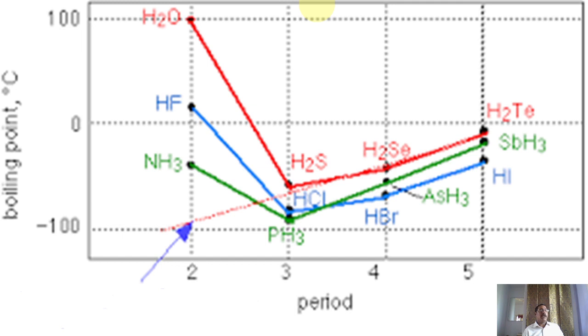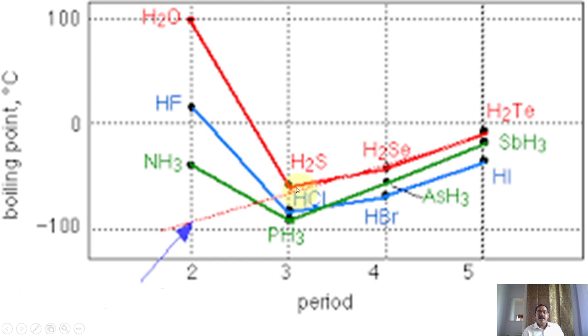Can you guess? Can you say? I think many of you can guess. So the answer lies in hydrogen bond. See, the abnormal boiling point of water is due to the hydrogen bond. The abnormal boiling point of HF is due to hydrogen bond. Same is the case of ammonia.